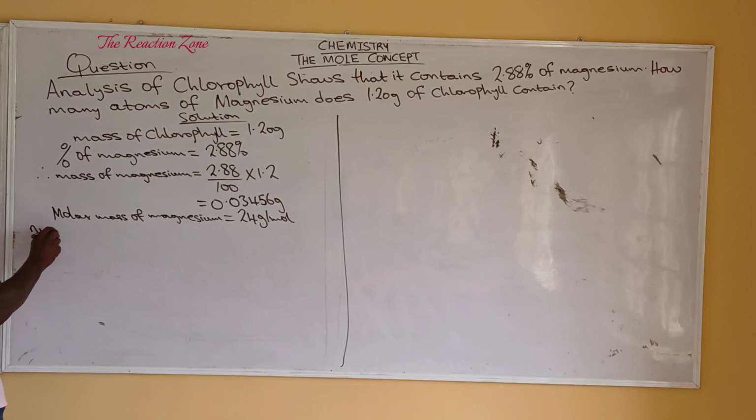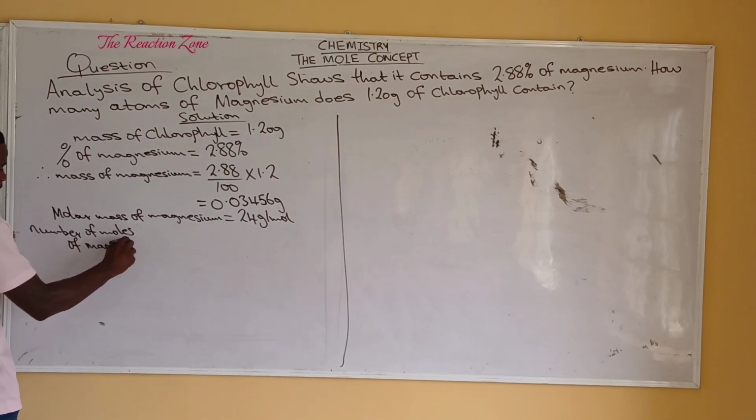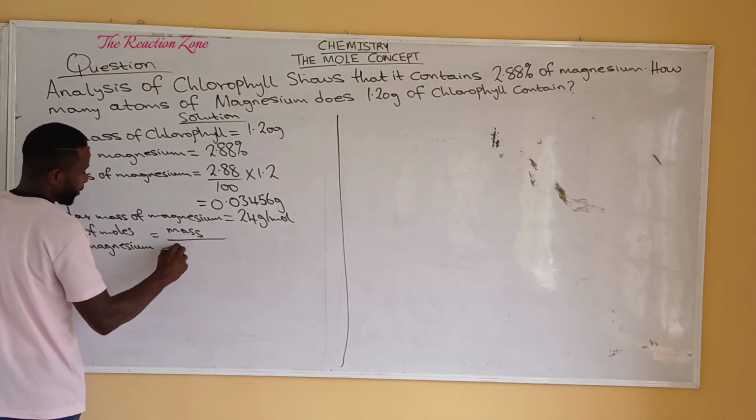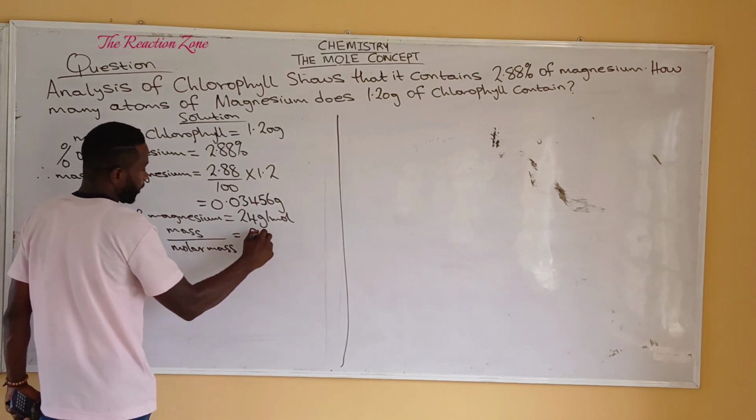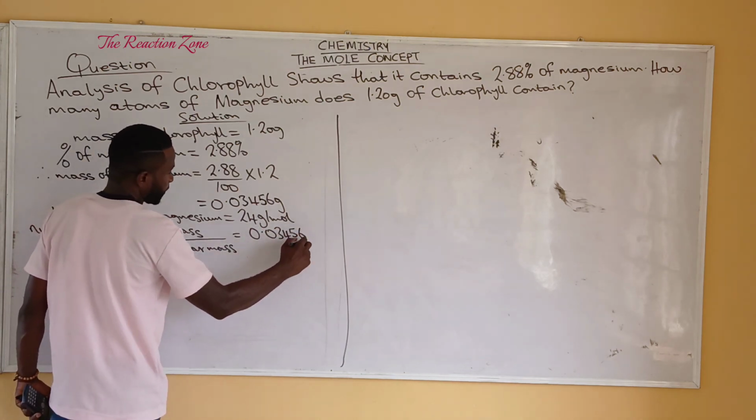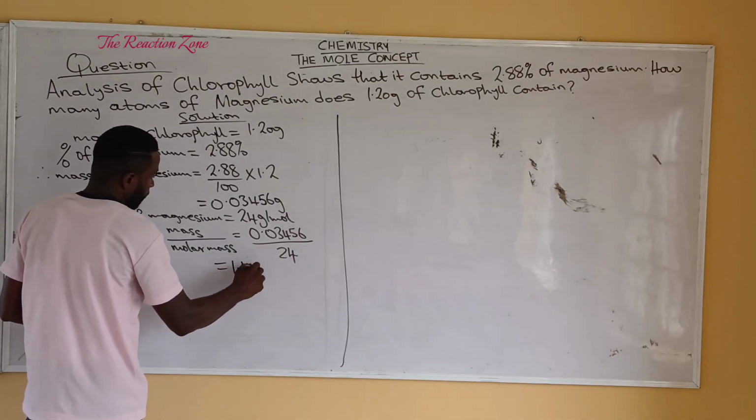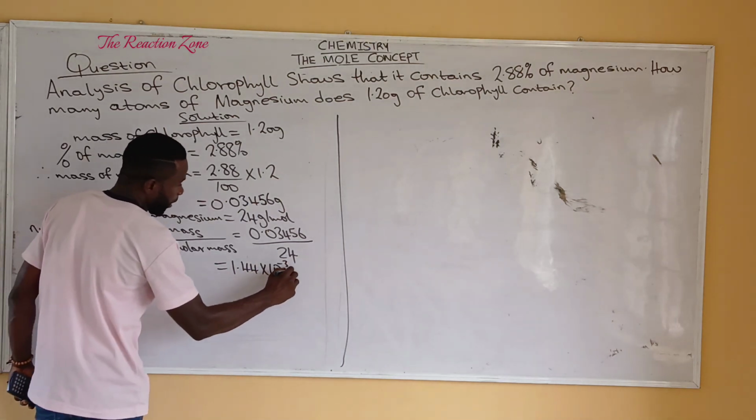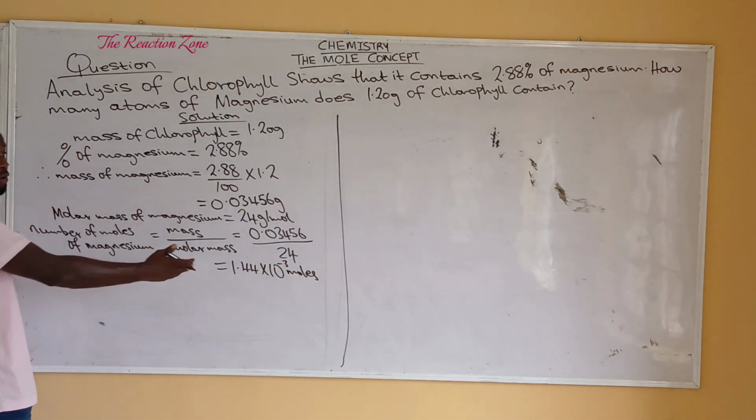So the number of moles of magnesium is simply going to be the mass over the molar mass, which will be equal to 0.03456 divided by 24. And this gives us a value of 1.44 times 10 raised to the minus 3. So this is the number of moles that 0.03456 grams of magnesium corresponds to.